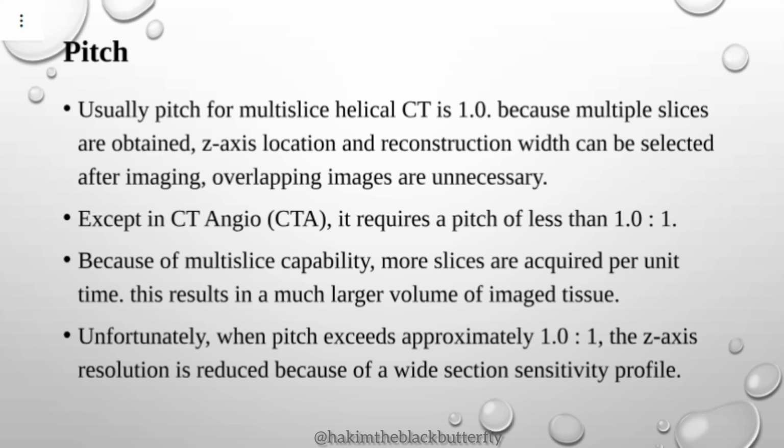Because of multi-slice capability, most slices are acquired per unit time. This results in much larger volume of imaged tissue. Unfortunately, when the pitch exceeds 1, the z-axis resolution is reduced. Remember, there is some information you're skipping with a pitch greater than 1. So the z-axis resolution, especially when you are reconstructing images in the coronal and sagittal views, will reduce.